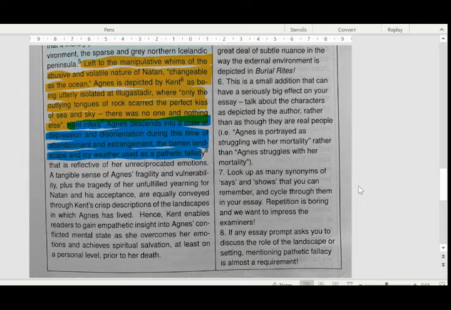Now, we spoke about pathetic fallacy a long time ago, so I'm just going to remind you of what it means. A pathetic fallacy is the attribution of human feelings and human emotions and responses to inanimate things like animals or objects and that kind of stuff. So as the landscape is reflecting feelings, we would refer to that as a pathetic fallacy. If that doesn't make sense, please let me know. And it's reflective of her unreciprocated emotions.